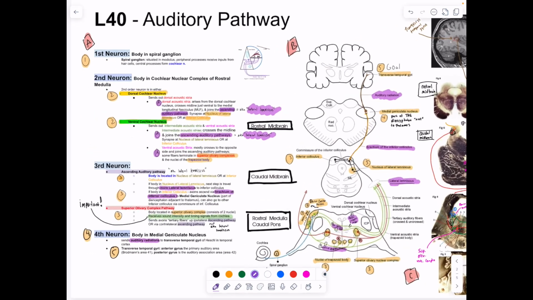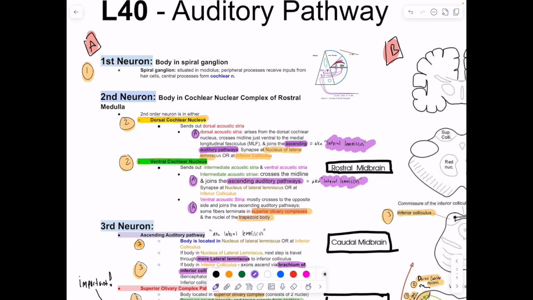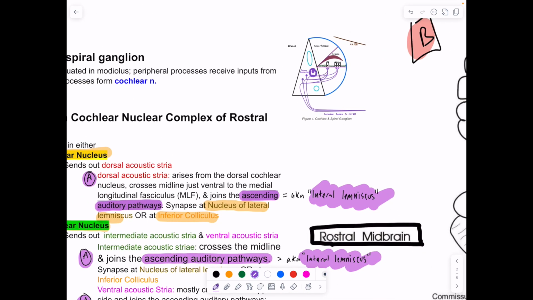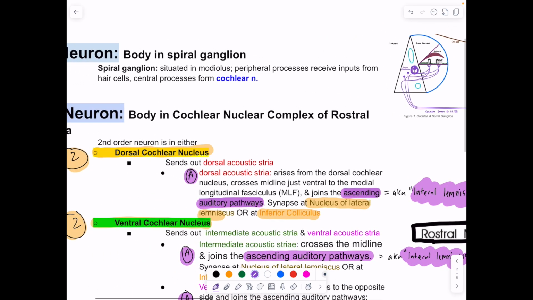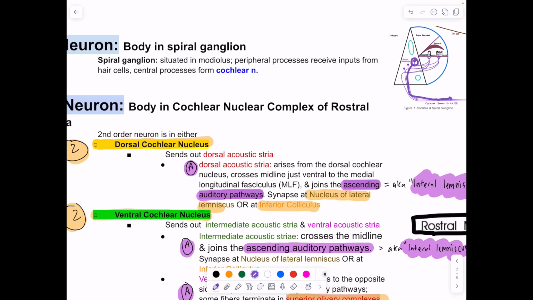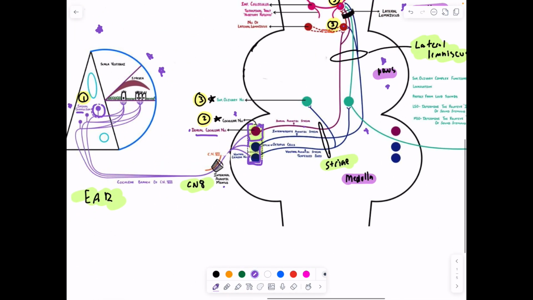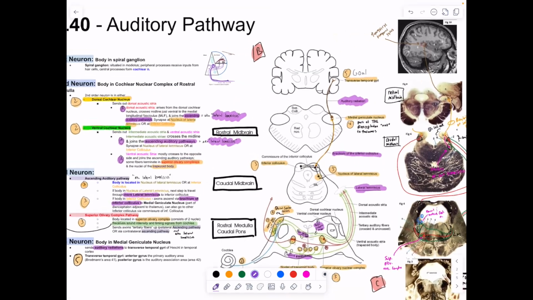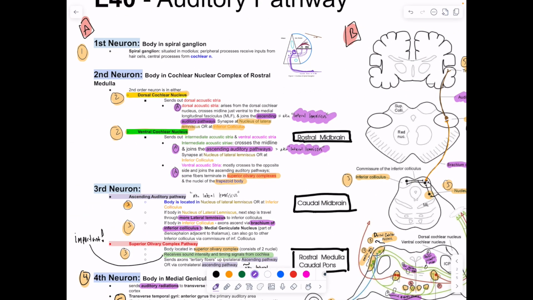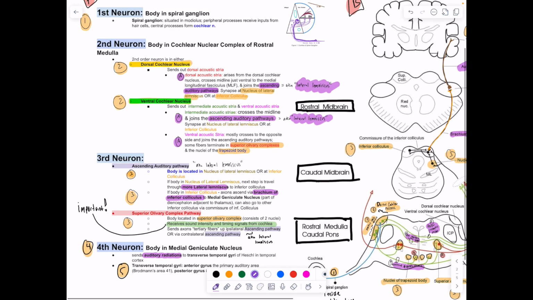All right, so here we have this very large page. First off, as we said, our first neuron is in the spiral ganglion of the cochlea itself, part of the inner ear, and it's going to send its axons down and through the hole in the skull that we call the internal acoustic meatus. Its axons are going to go through the internal acoustic meatus to get to our second neurons, and our second neurons are in either the dorsal cochlear nucleus or the ventral cochlear nucleus, but they're in the cochlear nuclear complex of the rostral medulla.